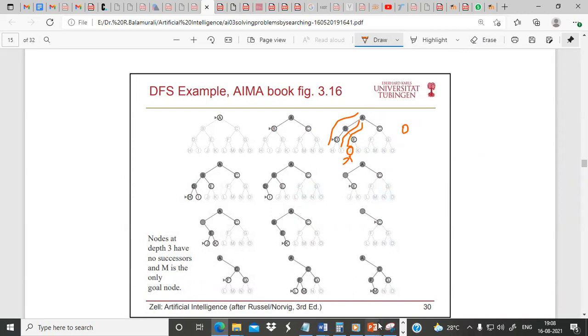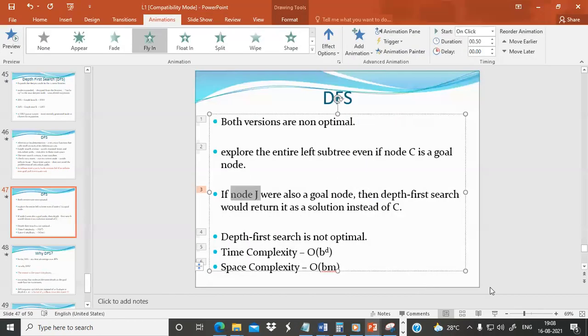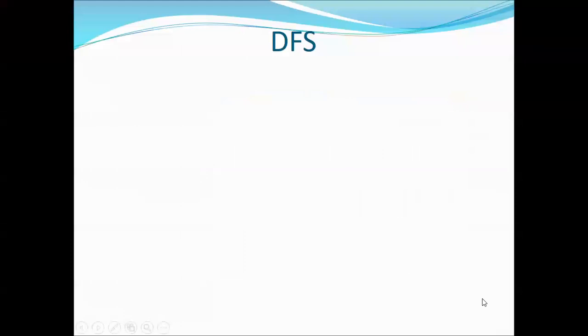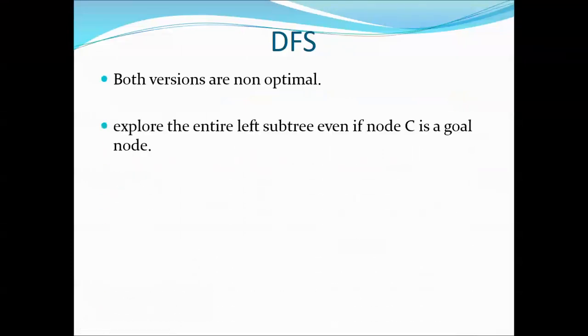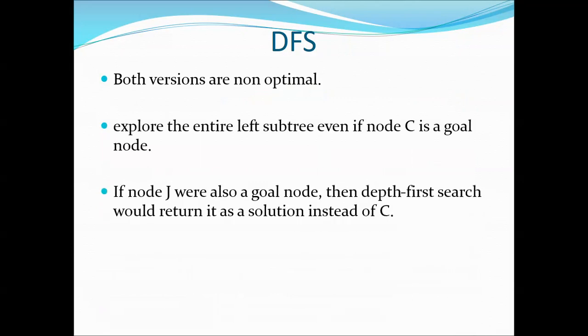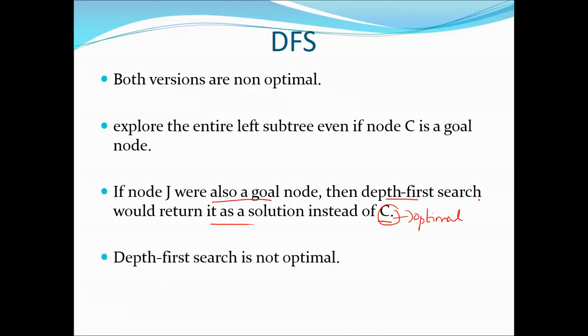So because of these reasons, both versions of DFS were not optimal. As we have discussed, if J were also the goal node, then DFS would return that as a solution instead of C. But actually C is the optimal solution. So this is another drawback. Basically, DFS is not optimal, right?